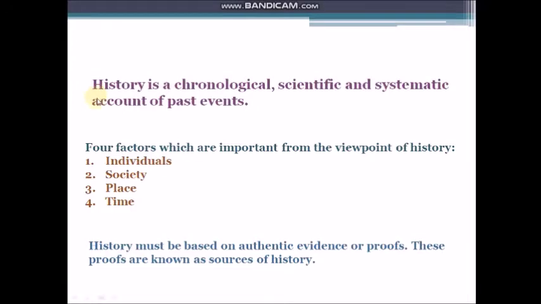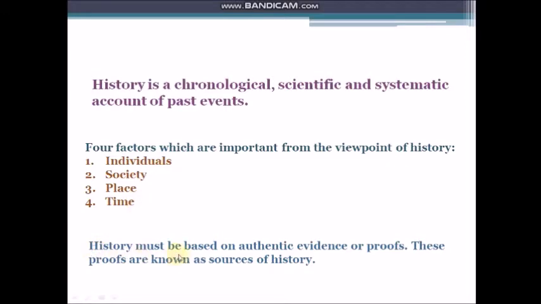Let's see what's history. History is a chronological, scientific, and systematic account of past events. It means the past events are arranged in a scientifically proven and organized way. There are four factors which are important from the viewpoint of history. They are individuals, society, place, and time. Individuals means people or great personalities lived during a period. Society means a group of people living together in a community. Place and time.